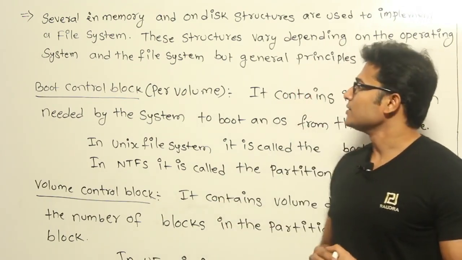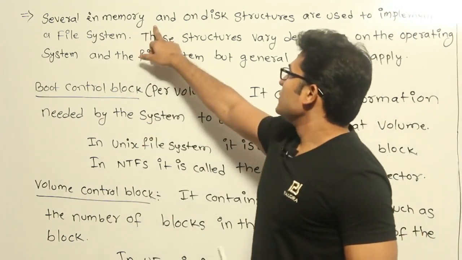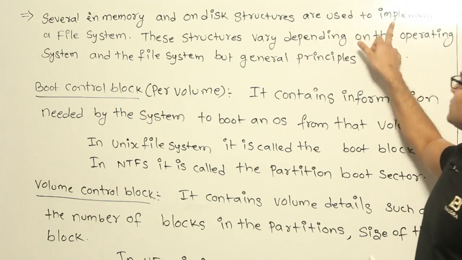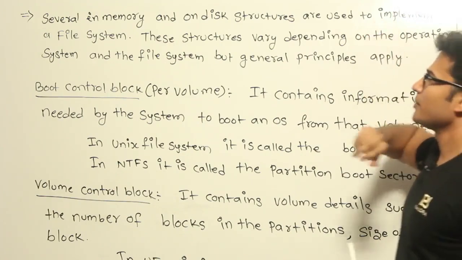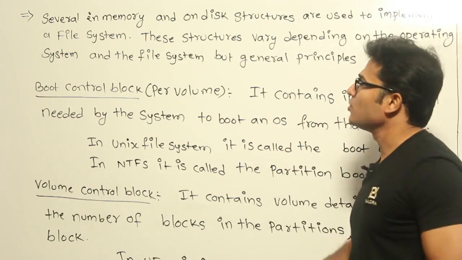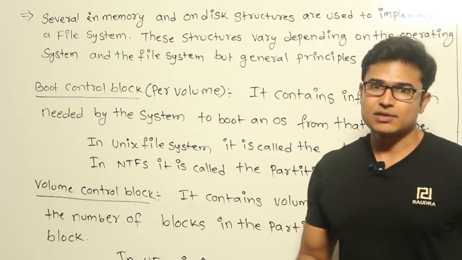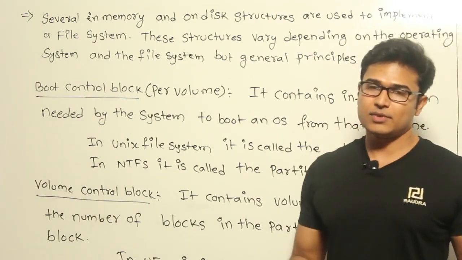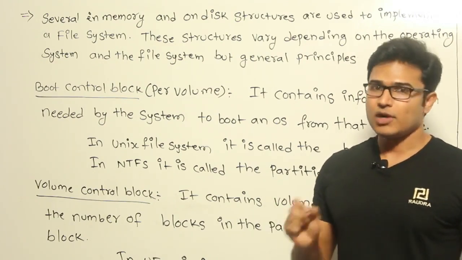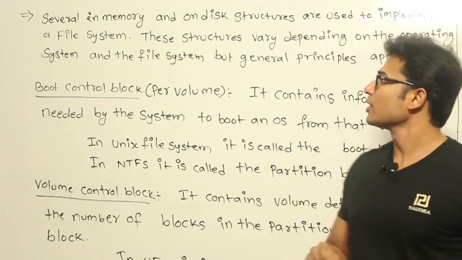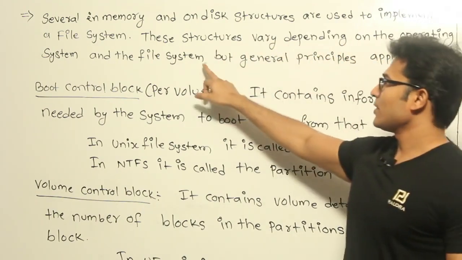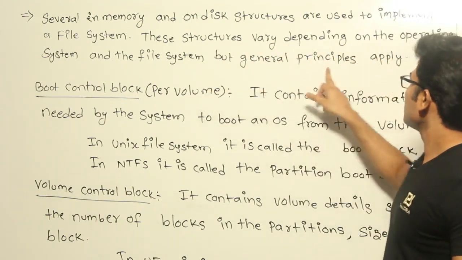Now let's see this. Several in-memory and on-disk structures are used to implement, and this word is implement, a file system. Which means while implementing a file system, we are going to use various data structures. Some data structures are going to be in the memory, and some are going to be on the hard disk, right? Whatever it is, they are going to be used. These structures vary depending on the operating system and the file system, but the general principles apply.